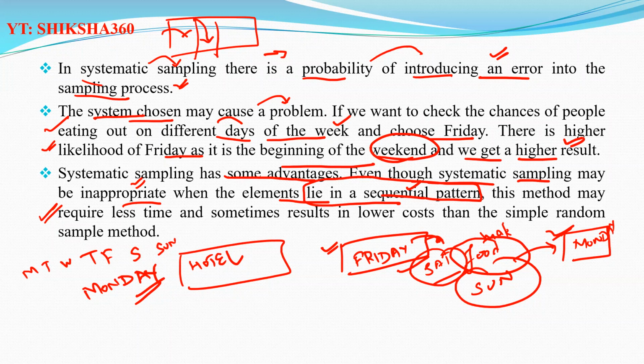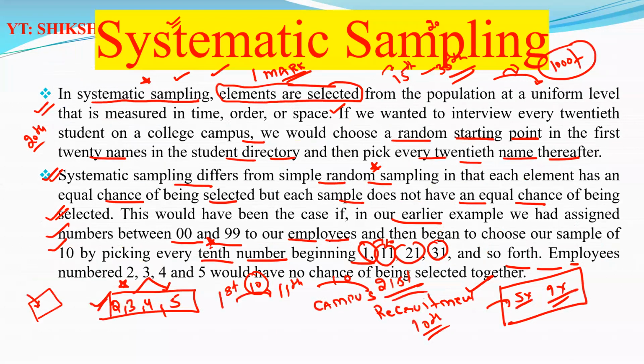So what is the benefit of this method? This method requires less time and sometimes results in lower cost than the simple random sampling method. This is the whole discussion of systematic sampling. Hope it is clear to all of you. You just have to understand there is a specific pattern we have to follow for selection under systematic sampling.